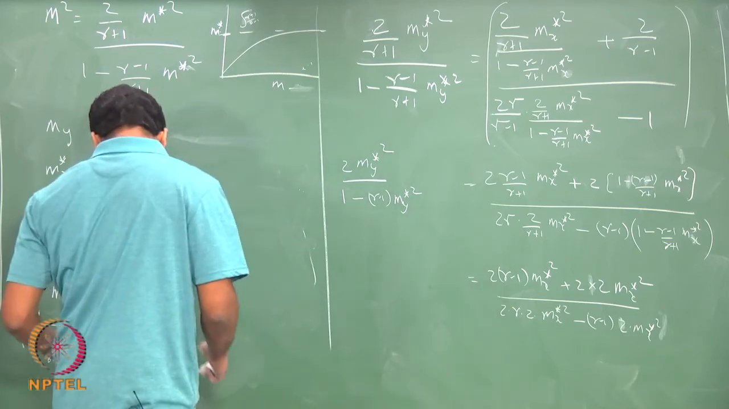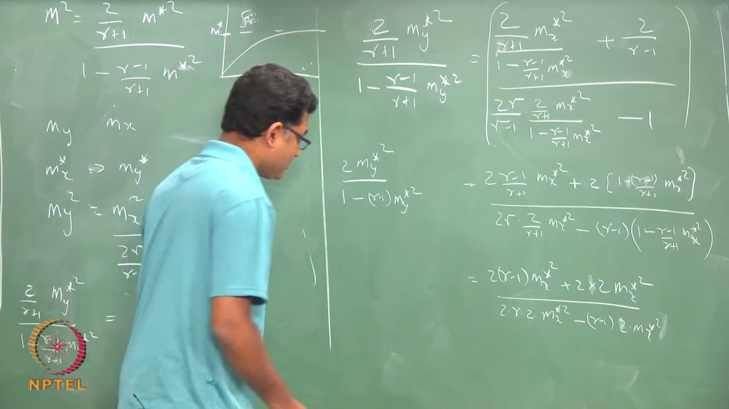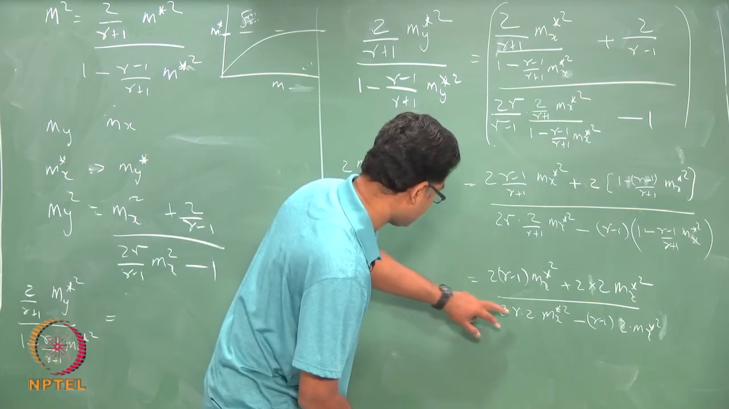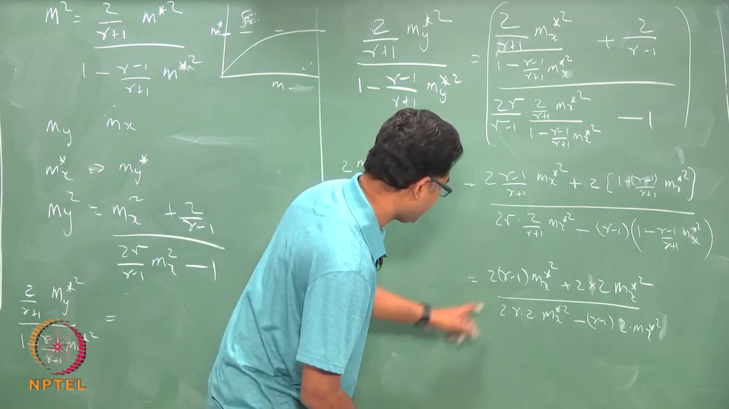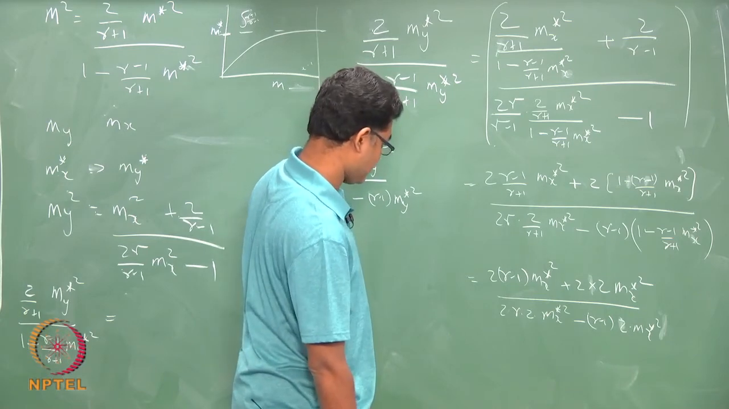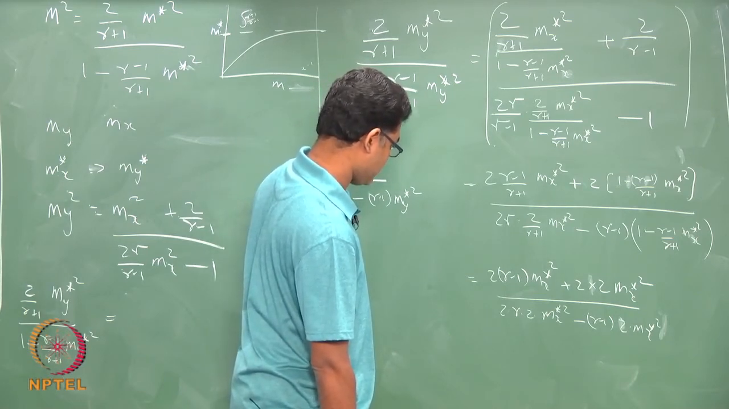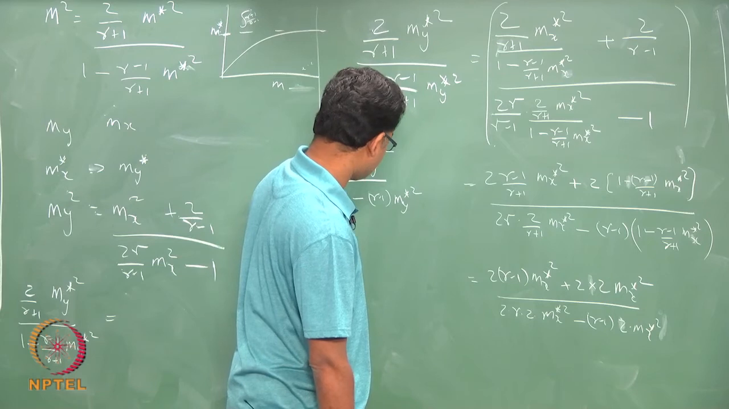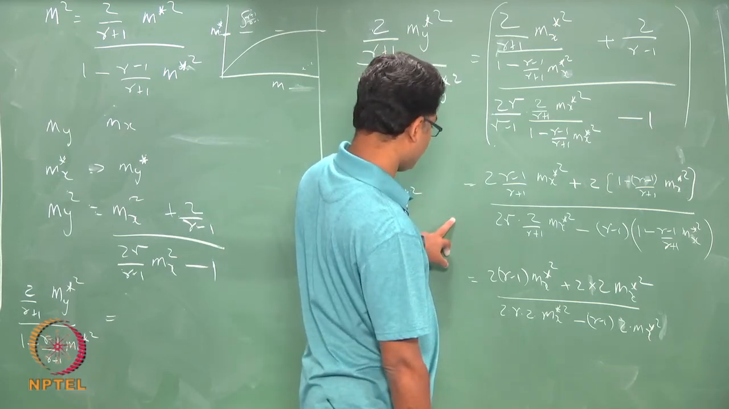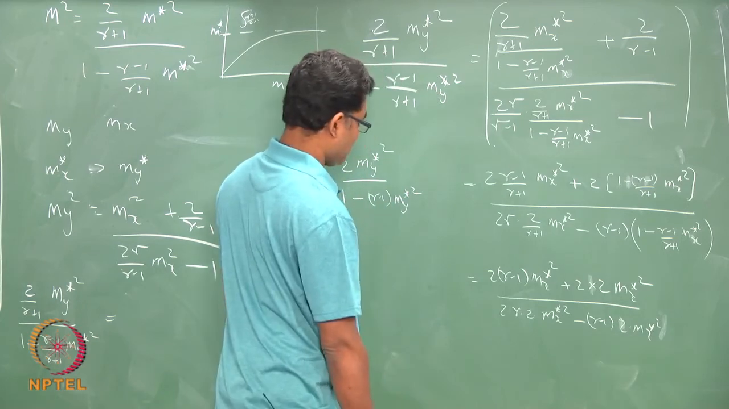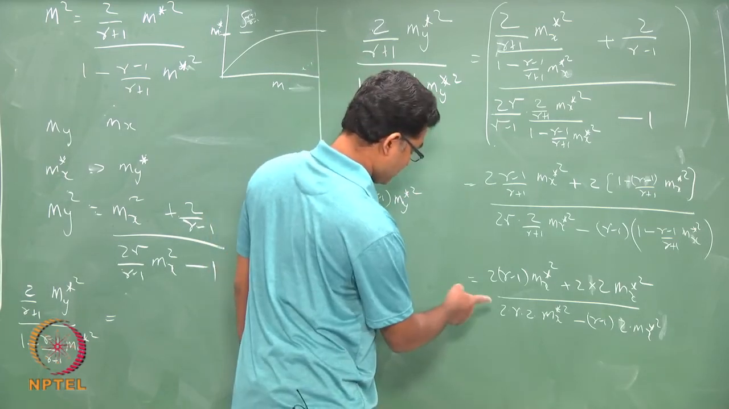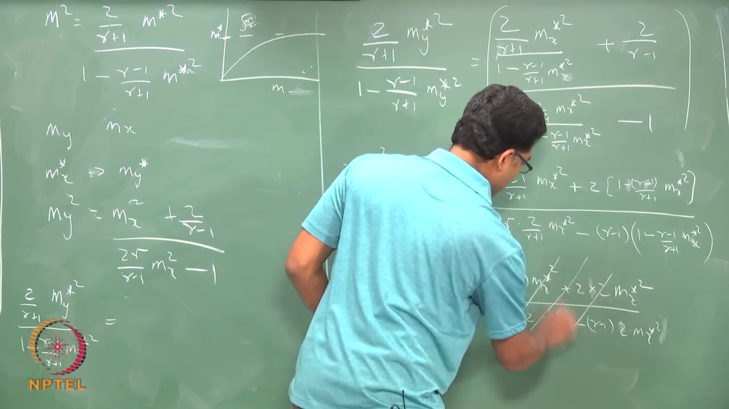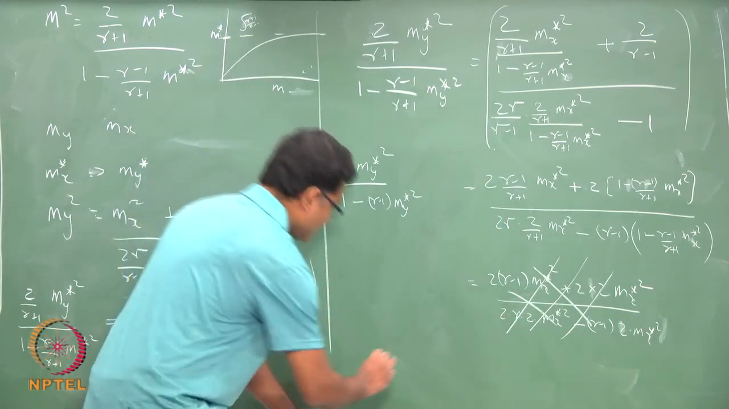So you can show the final equation is very simple. So this is... Mx... there is something wrong somewhere. This cannot be. Okay, there is something wrong somewhere. Okay, so the final equation is this.